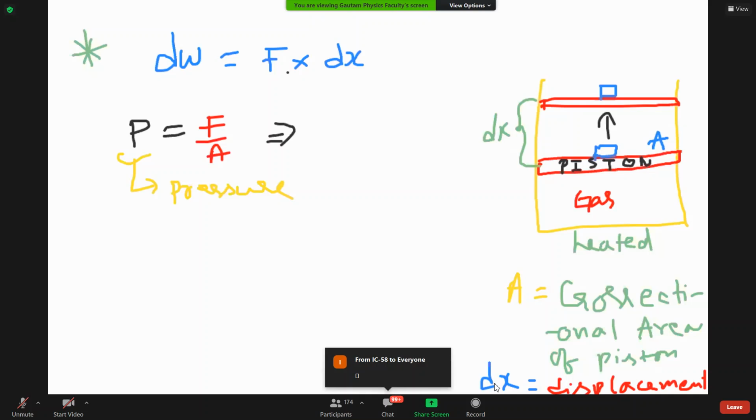Okay beta, let us concentrate on the topic now. Pressure is equal to force by area. So force is equal to pressure into area.